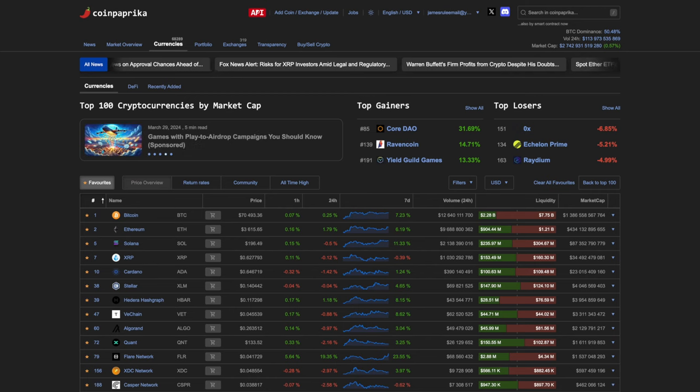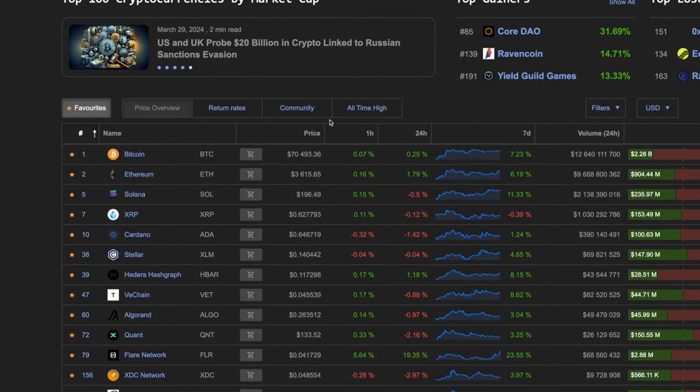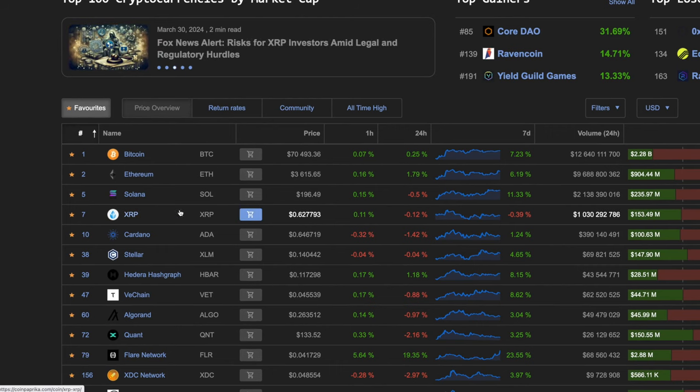Let's take a look at the numbers. Total market cap is up a little bit. We're at $2.742 trillion. Let's take a look at some numbers here. Bitcoin is up to $70,493. Ethereum is up to $3,615. Let's go to XRP, 62.7 cents.